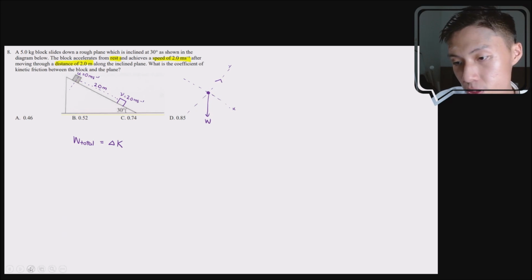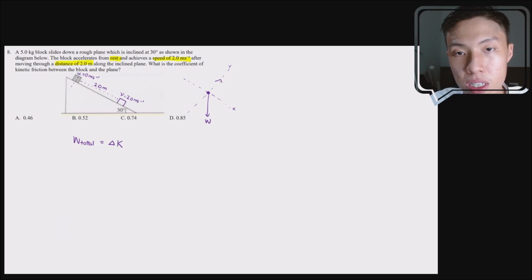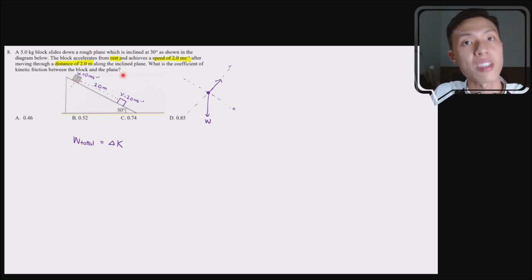Okay, then the next question that you need to ask is whether this surface in contact is a rough surface or not. Well, it is a rough surface. It's mentioned here in the question, and you know it is sliding along the rough surface. Therefore, you should know that there should be a kinetic friction acting on the block. So let's label it here, kinetic friction, F subscript K.